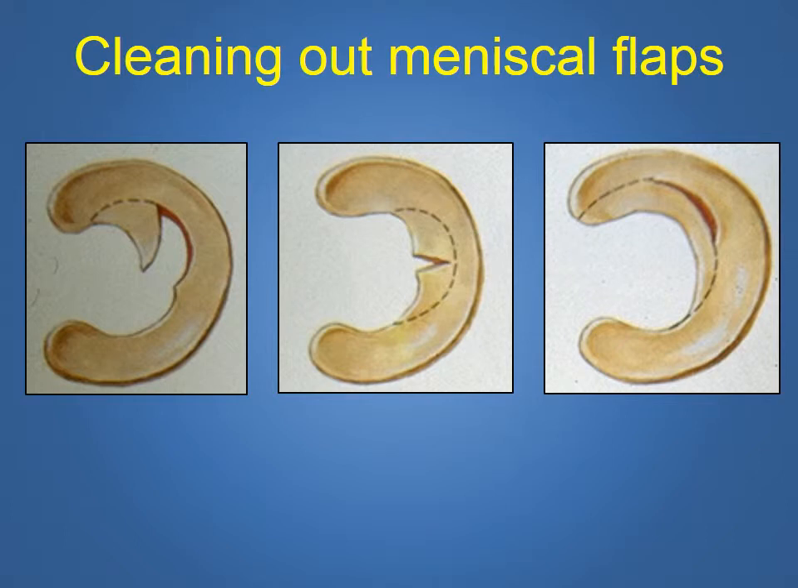This slide shows three different types of meniscus tears. The black dotted lines represent the area of the meniscus that would be removed during surgery to treat these different tear patterns. The remaining meniscus would be left alone at the time of surgery.